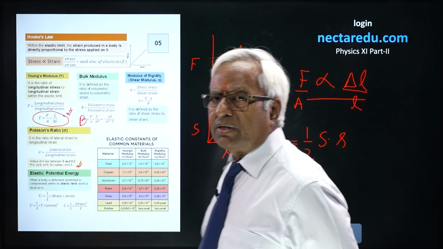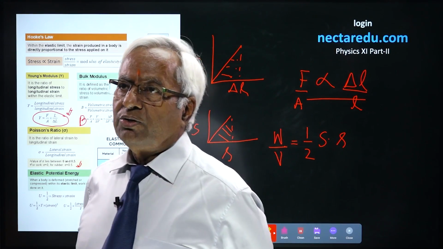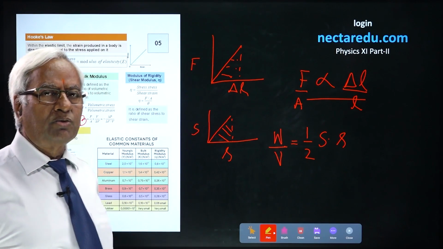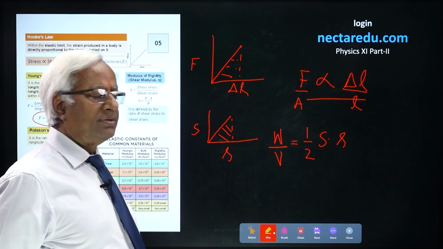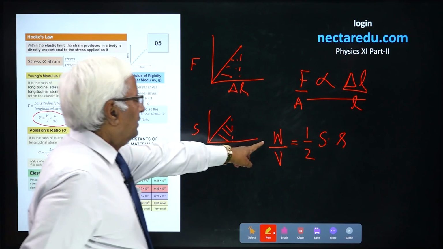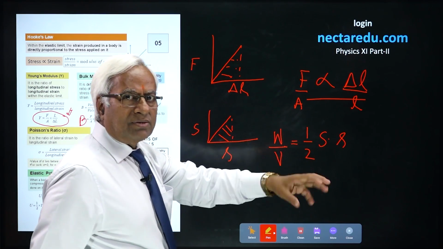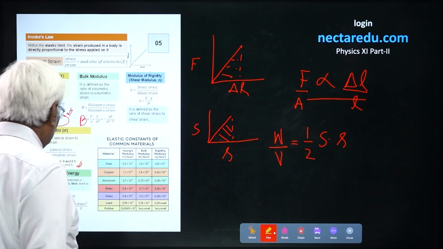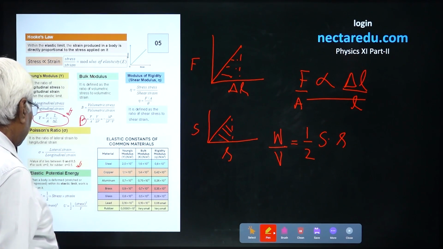The work that is done against the intermolecular forces in the process of deformation is stored as potential energy, that's known as elastic potential energy. This work done is converted into elastic potential energy. This energy per unit volume will be equal to half stress into strain.